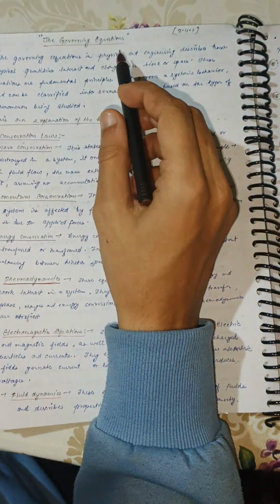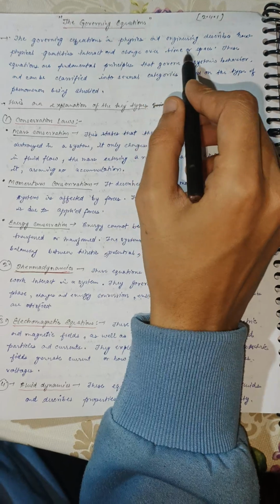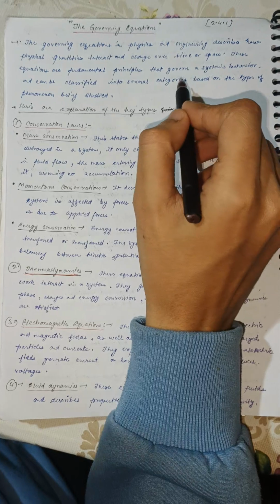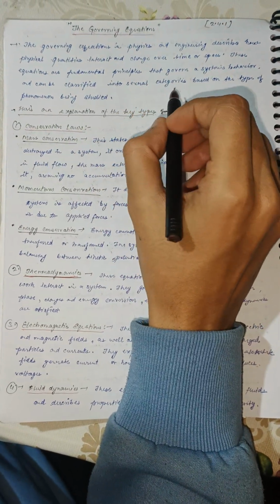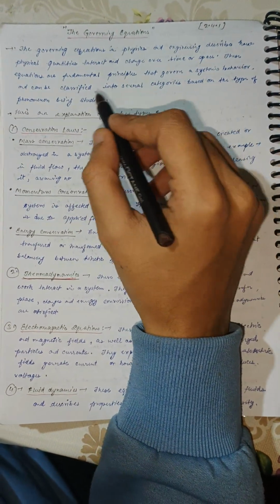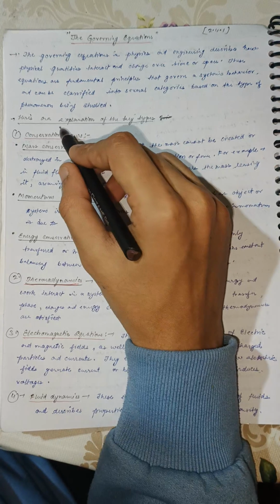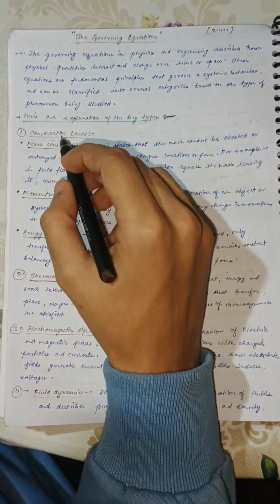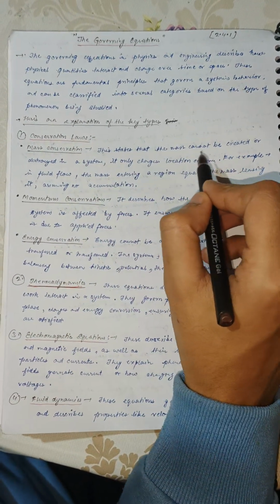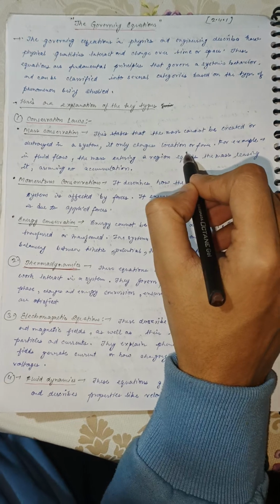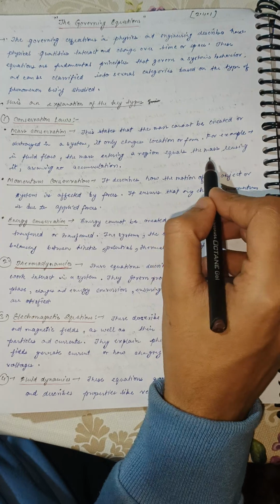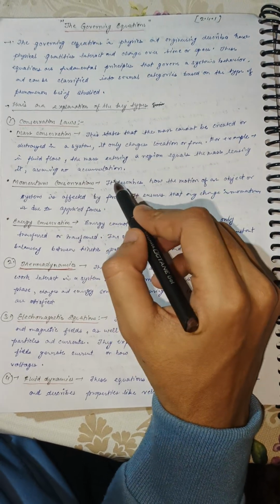The governing equations. The governing equations in physics and engineering describe how physical quantities interact and change over time or space. These equations are fundamental principles that govern a system's behavior and can be classified into several categories based on the type of phenomenon being studied. Here's an explanation of the key types. First one is conservation laws. Mass conservation. This states that mass cannot be created or destroyed in a system, it only changes location or form. For example, in a fluid flow, the mass entering a region equals the mass leaving it, assuming no accumulation.